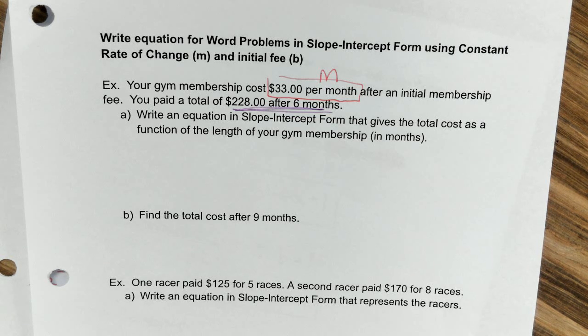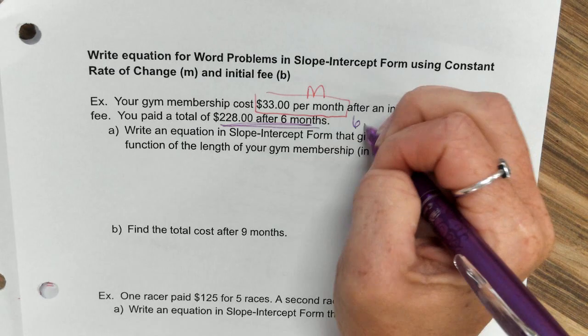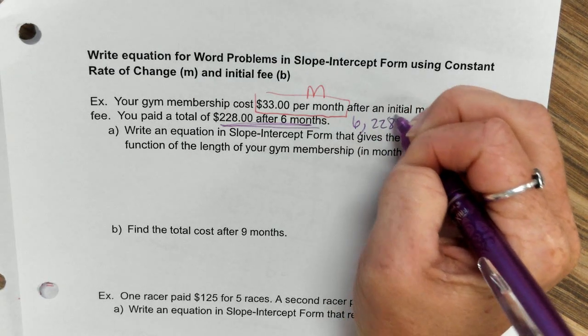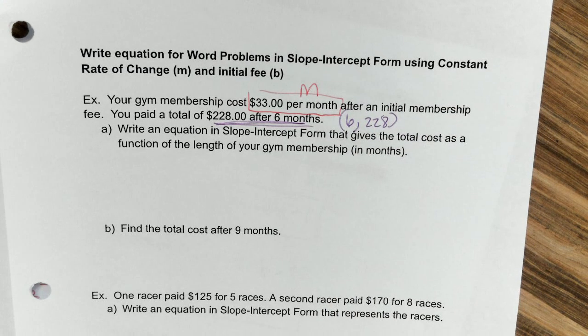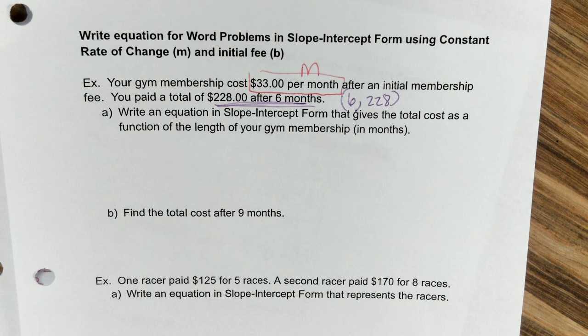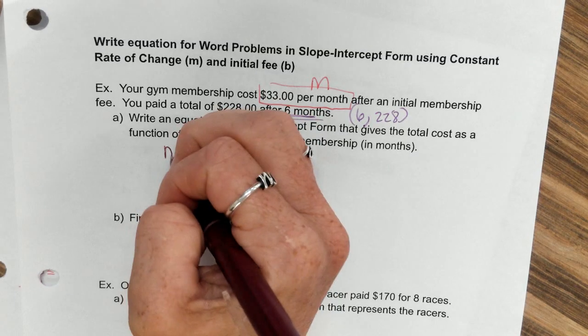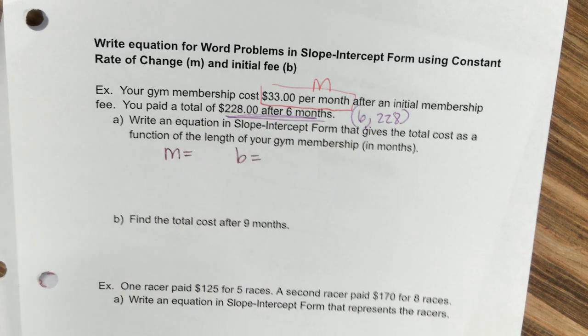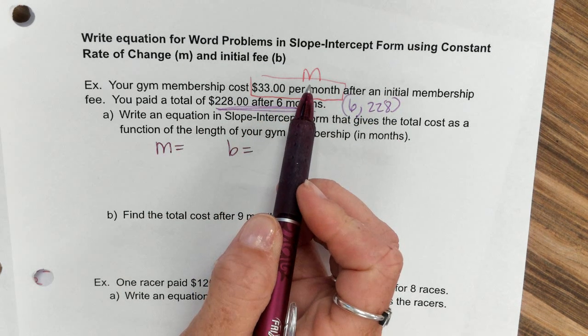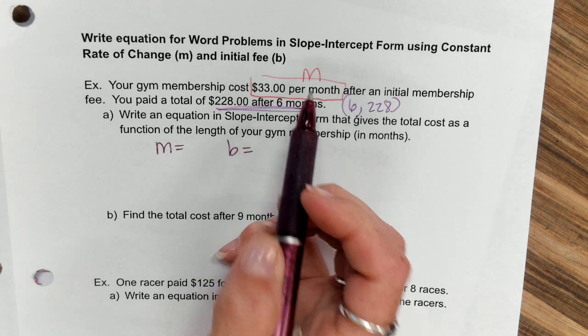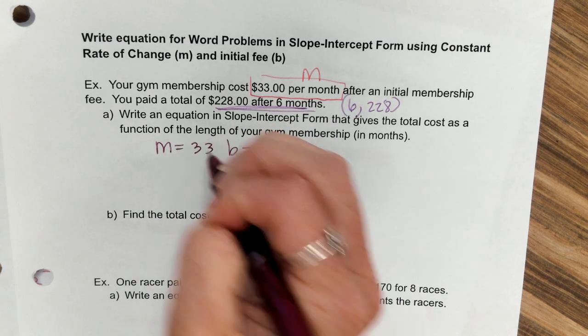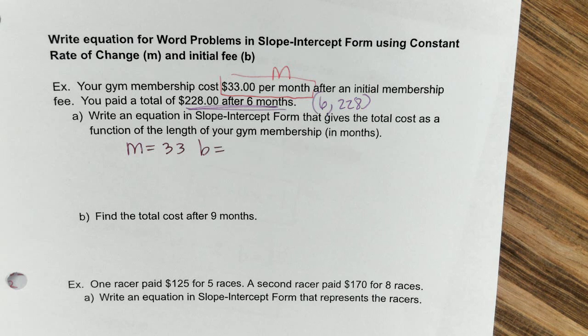Money is always the Y. So it is 6, 228. It wants you to write an equation in slope-intercept form that gives the total cost as a function of the length of your membership. All you need is an M and a B. We already know the M. What is it? 33.